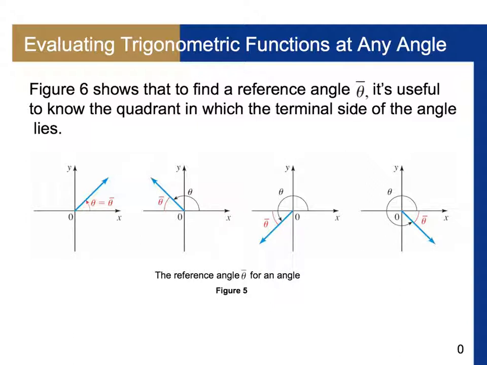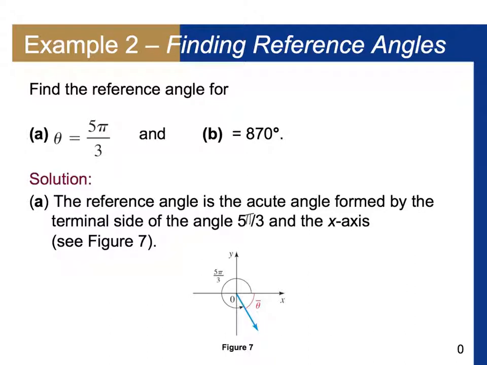We're going to use the trig functions for the theta bar to get the numbers for the trig functions for theta. Okay, so let's look at some examples, and we're going to look at radians and degrees. First we'll find the reference angle for theta equals 5 pi over 3.